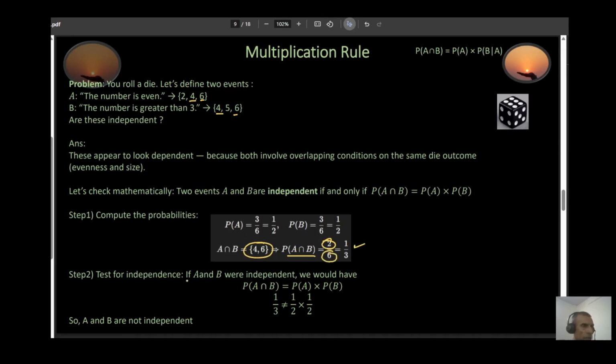Well, let's check our condition now. If A and B were independent, we would have the probability of A and B given by the probability of A times the probability of B. This we know is 1 over 3; we just calculated that over there. This one is 1 over 2 and this one is 1 over 2. Well, clearly this side is not equal to this side. In that case, I can say that A and B are not independent.